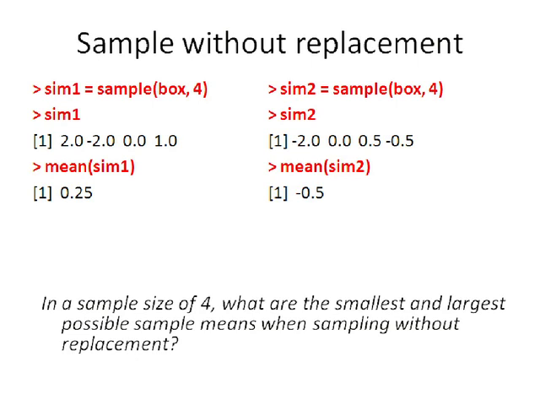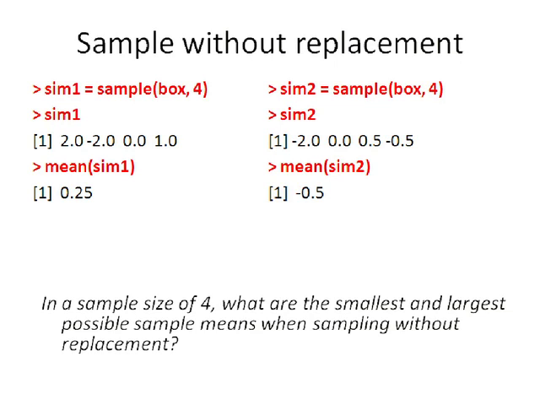Here's the case. If you wanted to do this in R, the way that you would approach this is you would say sim1 equals the sample box comma 4. Sim1 is just some name that I created. And then when I hit sim1, those are the 4 numbers that I got in my simulation. And then I go mean of sim1, that will give me 0.25. Okay? And again, I do it again for another case. And this time, the second time, I got minus 2, 0, 0.5, negative 0.5. And again, this time I got a mean of negative 0.5.